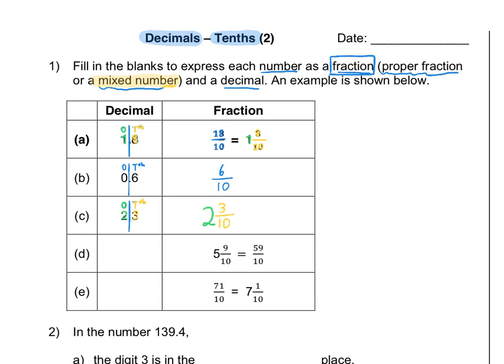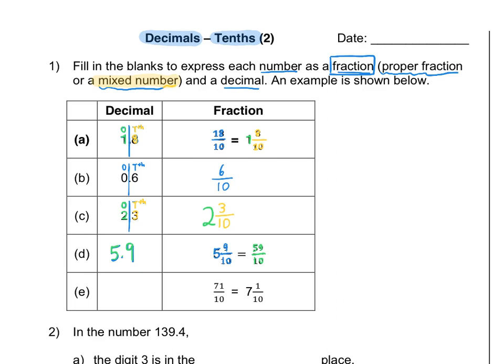For part D, you are given the fraction and you're supposed to write the decimal, the number. So I have here 5 wholes and 9 tenths. So what this means is 5 ones, dot, 9 tenths is actually 0.9. And therefore the answer is 5.9. We do a check. Is 5.9 equal to 59 tenths? Yes, it is.